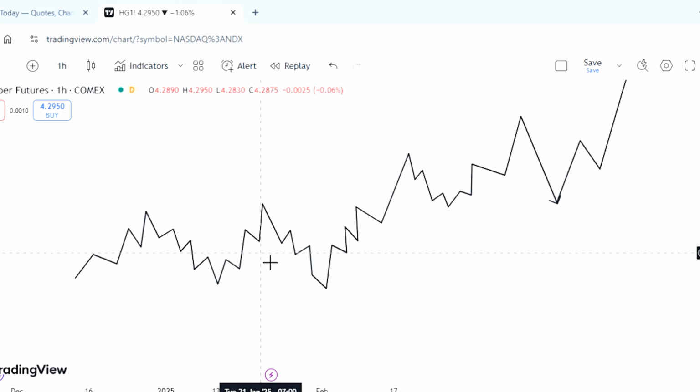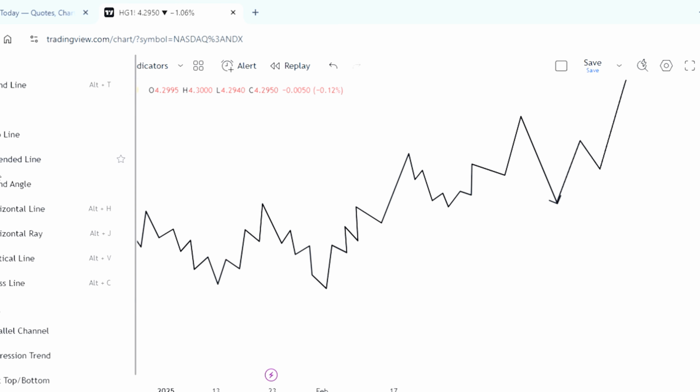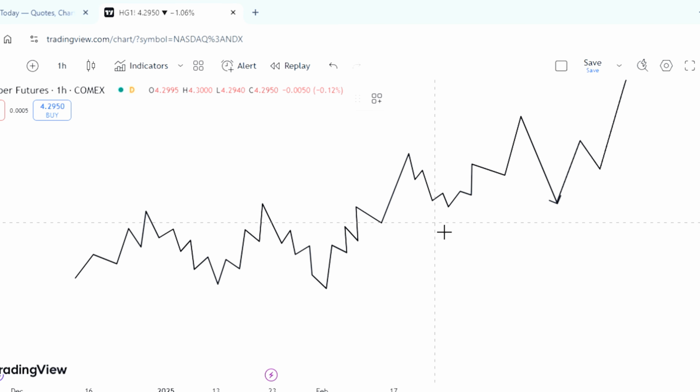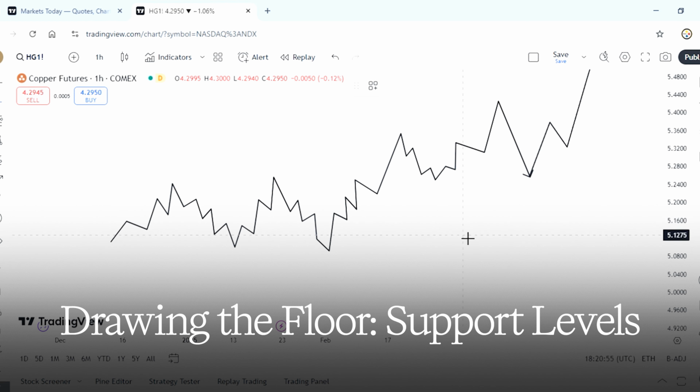Now we can see here on our chart what is a rough drawing of a market, and there are key areas that we can see price begins to bounce at. Now what you'll do is you'll take your horizontal ray or your horizontal line, and this is what you'll use to draw your areas of support and resistance. So let's draw the floor first, or support.